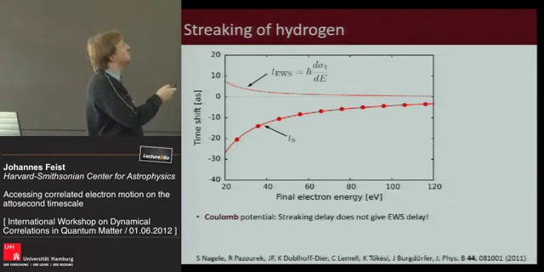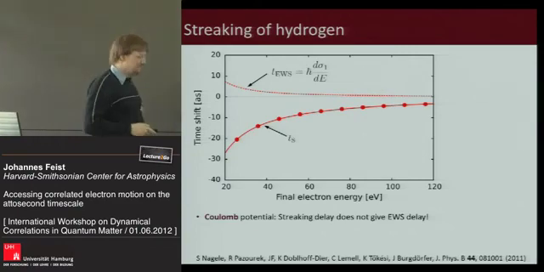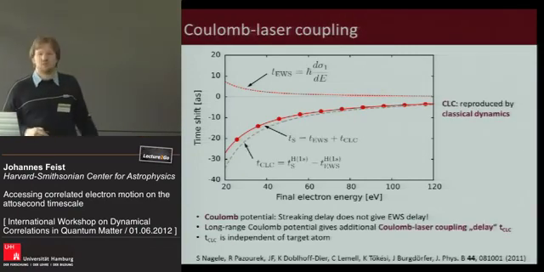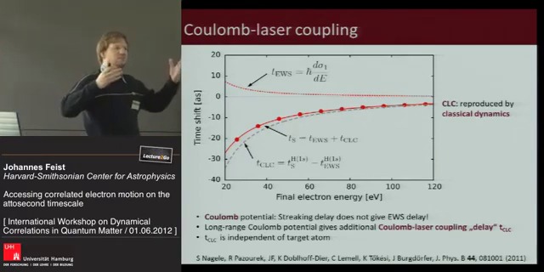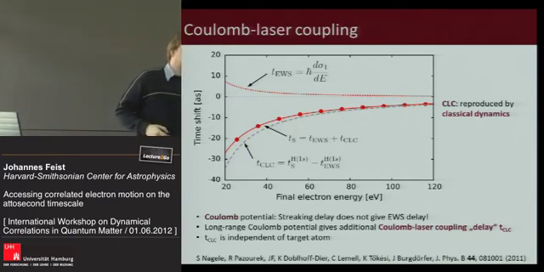The Eisenbud-Wigner-Smith delay is this dashed line. This is now as a scan of final electron energies, or equivalently photon energies. And the streaking delays that we extract are this line. So the sign is shifted, doesn't seem to work. But that's not too surprising, in fact, because the simple picture assumes that the electron is in free space when it gets accelerated by the electric field.